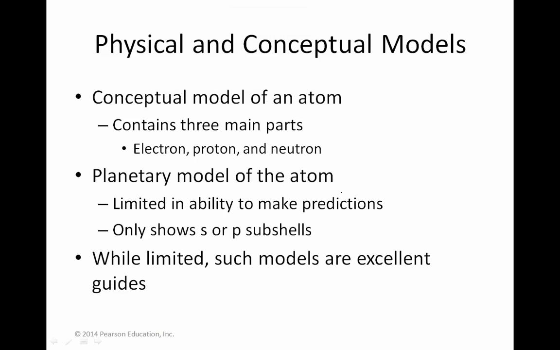Alright, so we've already considered the conceptual model of an atom: there are protons and neutrons, and those exist within the nucleus. The proton's positive, the neutron is neutral, and the electron's negatively charged and exists outside of the nucleus. Then we have the planetary model, the idea that electrons orbit around the nucleus. It has limited ability to make predictions. The other bad part about it is it only shows the S or the P subshells.